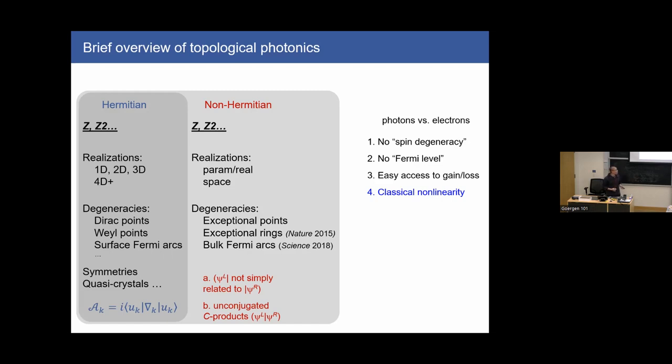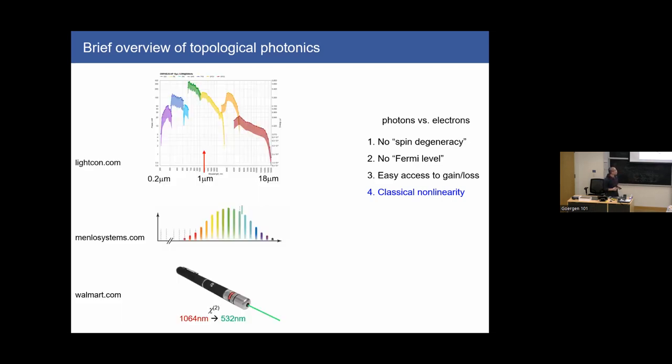So let me just remind you that classical nonlinearity is very important. Some of the light sources we use are actually built on classical nonlinearity. Now, here are three of the examples, and you can purchase all of them, although at probably different price points. The first one is the optical parametric amplifier.